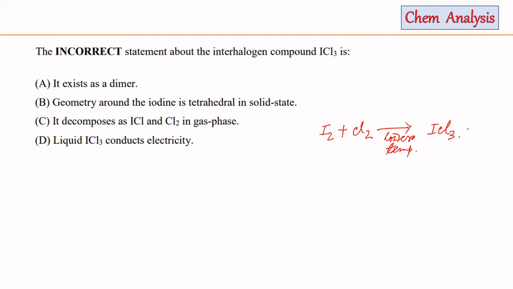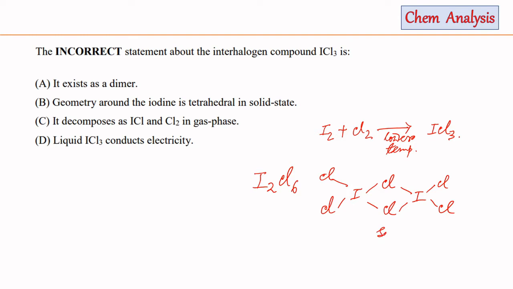ICl3 generally exists as a dimer, and the structure of this is like this. It will exist as I2Cl6, that is the dimer, and in solid state the structure is like this. There will be a bridging of 2 chlorine ligands with the 2 iodine atoms, and the geometry of this dimer compound in solid state around the central atom iodine is square planar, that is the 4 chlorine ligands are oriented in a square plane.